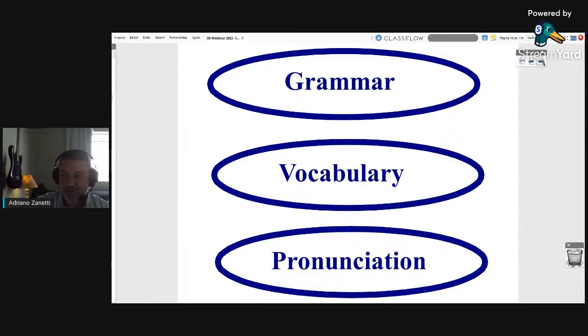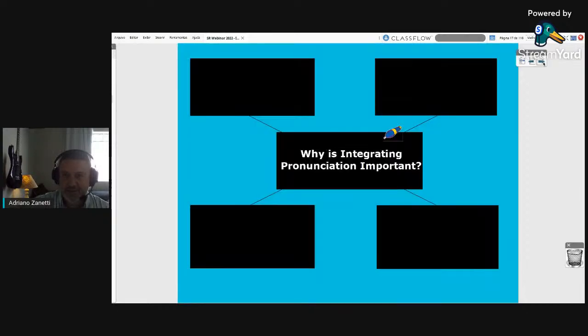So the integration of such systems are there. So if you're teaching grammar, find a way to insert pronunciation. If you're teaching vocabulary, find a way to teach pronunciation. And if you're teaching pronunciation, the name itself suggests it lends itself to the teaching of that particular feature.